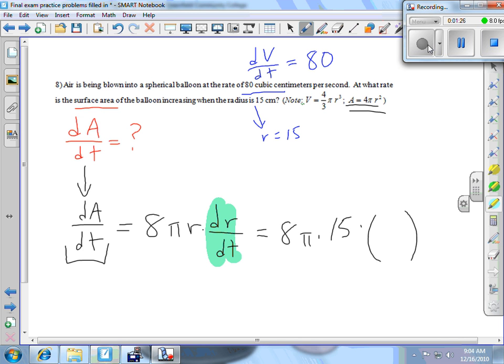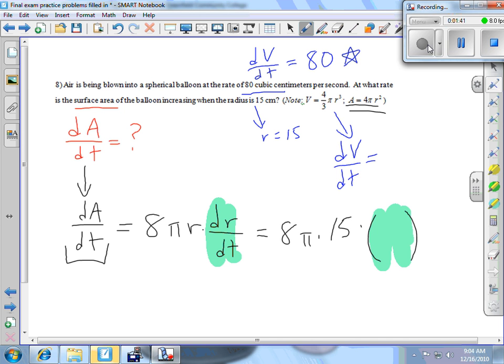And there's nothing in the problem that says what dr/dt is. So we need to find dr/dt. Well, the only other thing that we know is dV/dt. So maybe this would be a good time to take a derivative of the volume formula and see what happens. Again, we're kind of running on faith here.